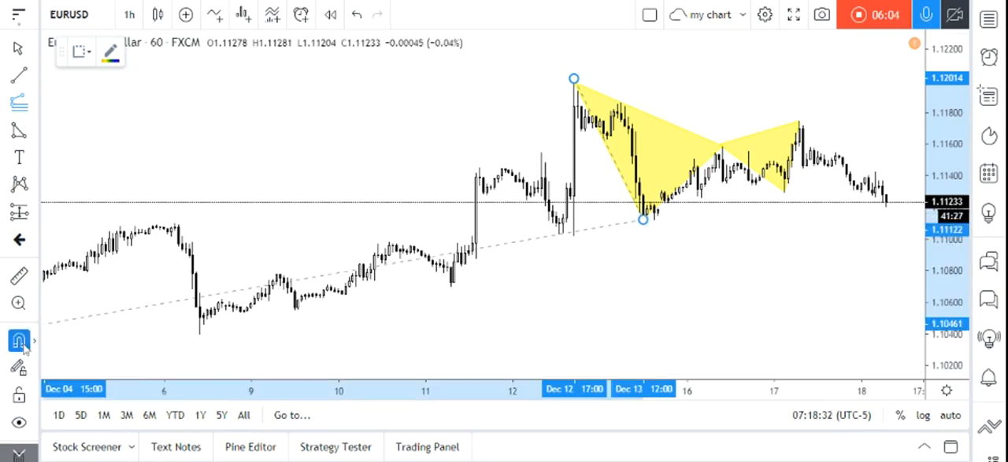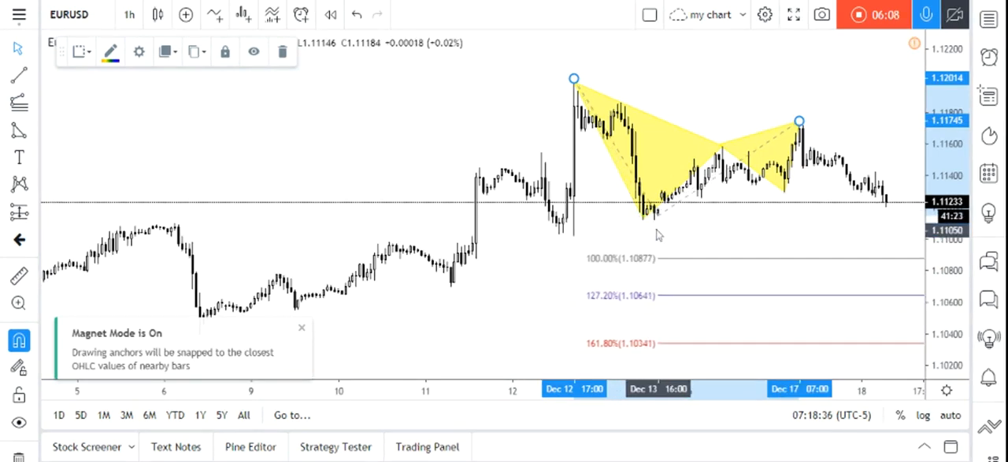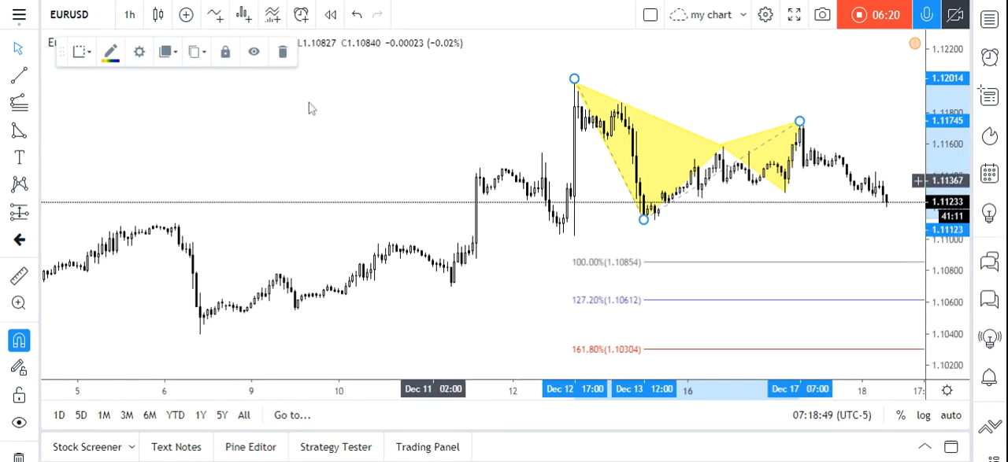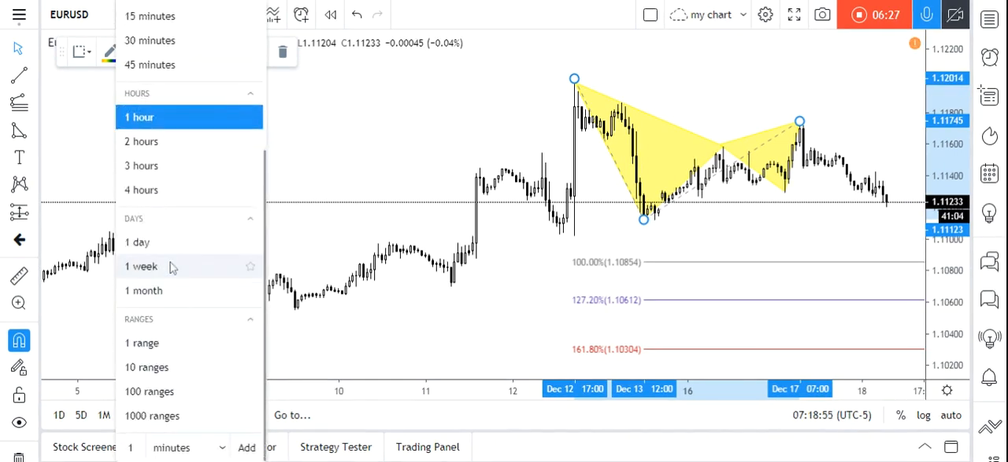Let me take help of the magnet mode. All right, so the 100% target is 1085.4, and this is coinciding with the Fibonacci 50% retracement level of the whole move up on the daily time frame. So if we go to the daily time frame and plot Fibonacci, then we will see this agreement between this ABCD and the Fibonacci retracement level to the downside.